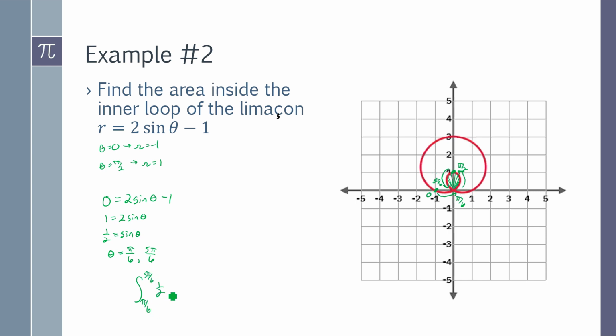I have 1/2 times my radius, 2 sine of theta minus 1, squared, with respect to theta. And when I put this in my calculator, I get that the area is 0.544.